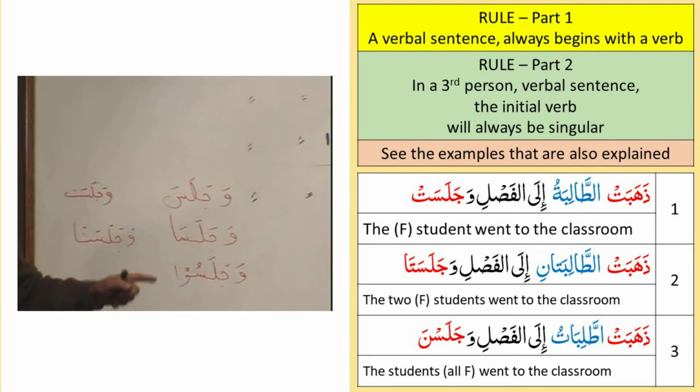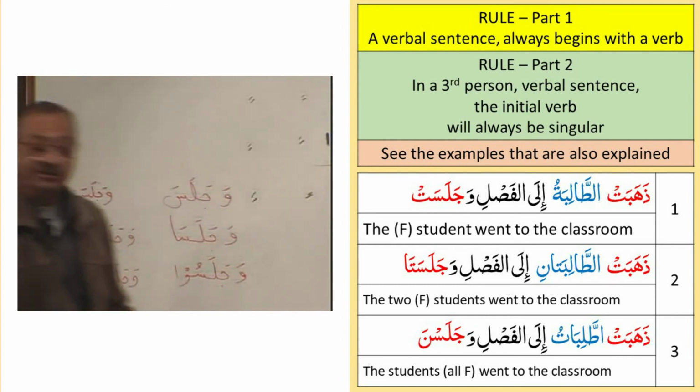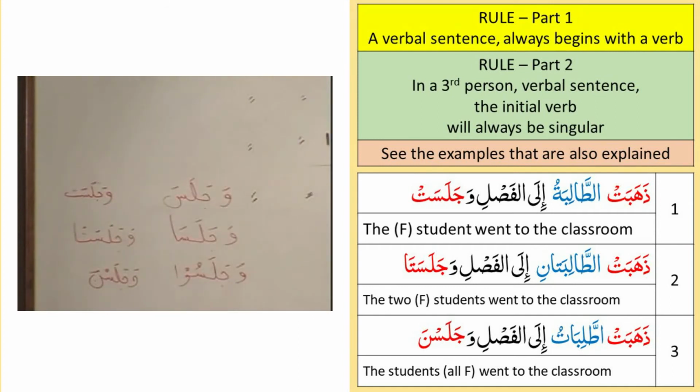Now you say ذهبت الطالبات وجلسنا. وجلسنا. Is it clear, brothers and sisters? This will happen, are you listening to me, brothers and sisters? This will happen only in third person.